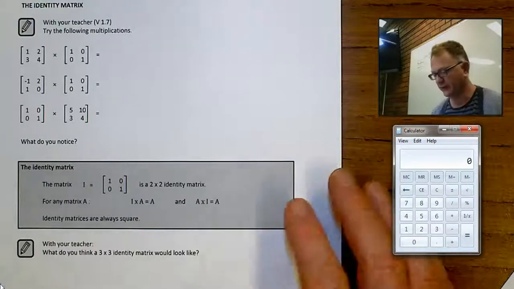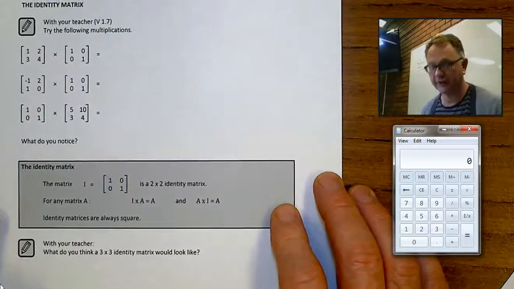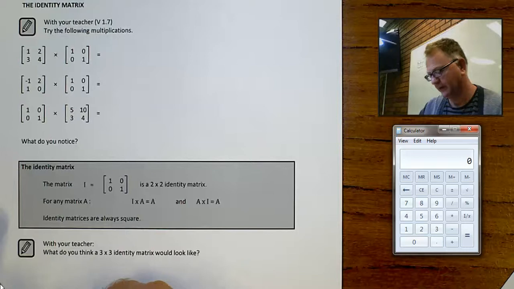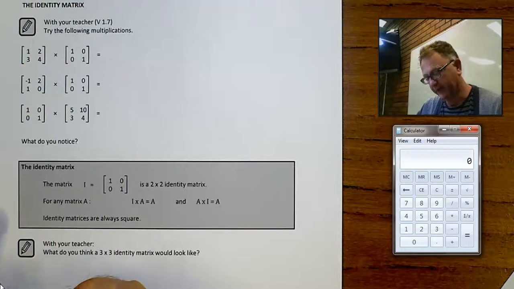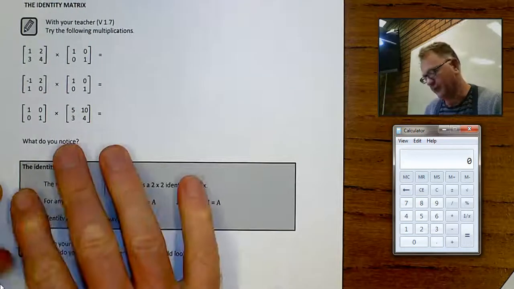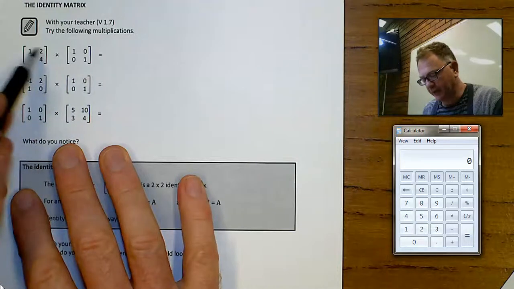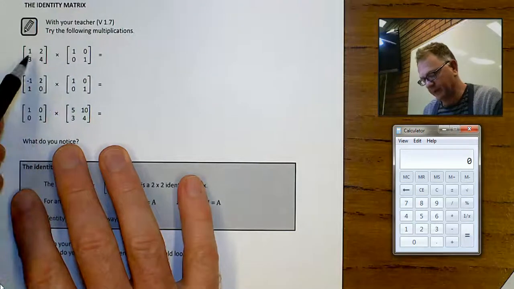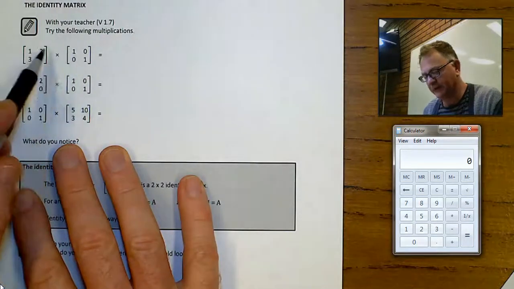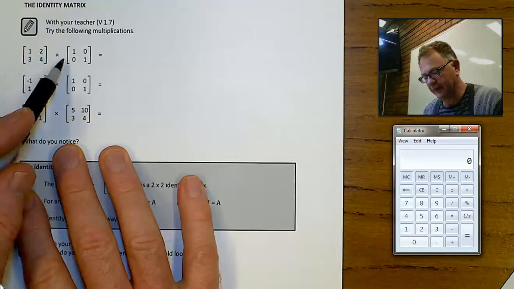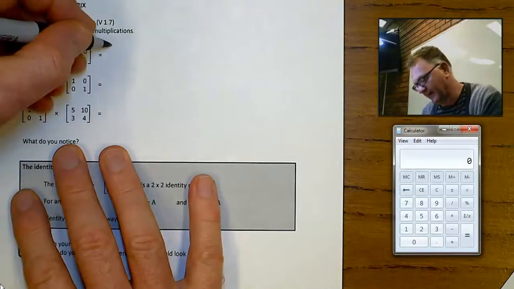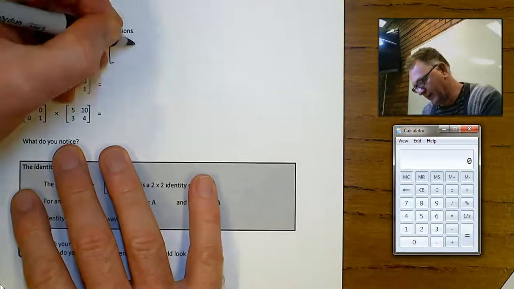In this tutorial we're looking at a special matrix called the identity matrix. We have to multiply, and there are some examples here, so let's start. We've got to multiply out this by this, so we multiply rows by columns. 1 times 1 plus 2 times 0 is going to give me a 1.